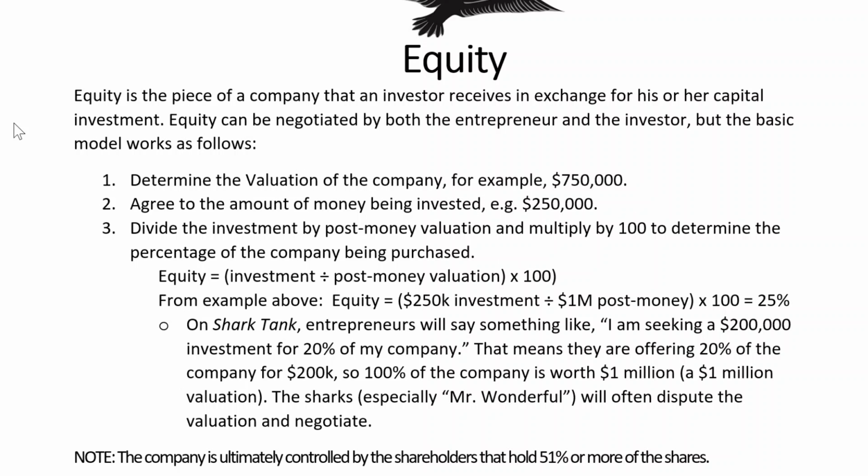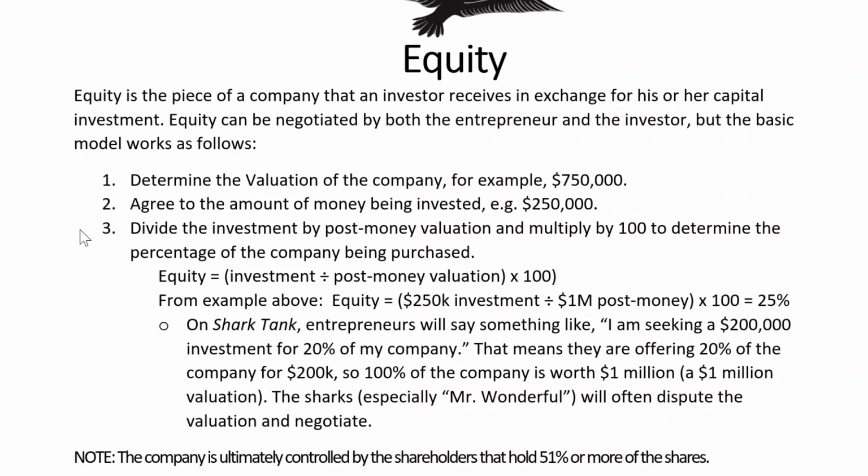Now we can divide the investment by the post-money valuation and multiply by 100 to determine the percentage of the company being purchased. This is just the formula. You don't need to memorize this. This is pretty easy. All it is is a little equation you can use. Equity equals the investment divided by the post-money valuation. If you watched the video last week, it is the difference between pre-money and post-money valuation. Basically, post-money valuation is how much the business is worth after it's funded. So in this case, it would be a $250,000 investment divided by a $1 million post-money valuation times 100, which would be 25%. You can just put that in a calculator. It's really easy to do.